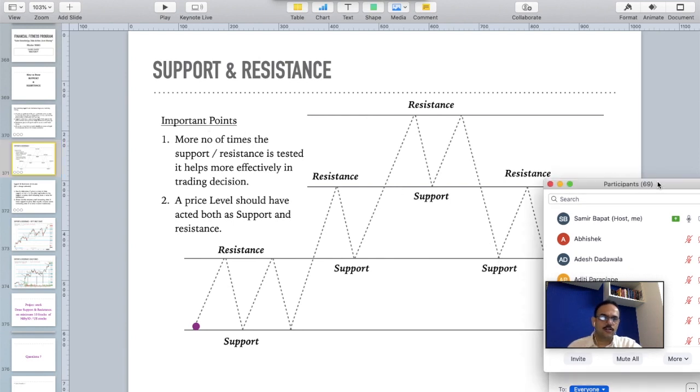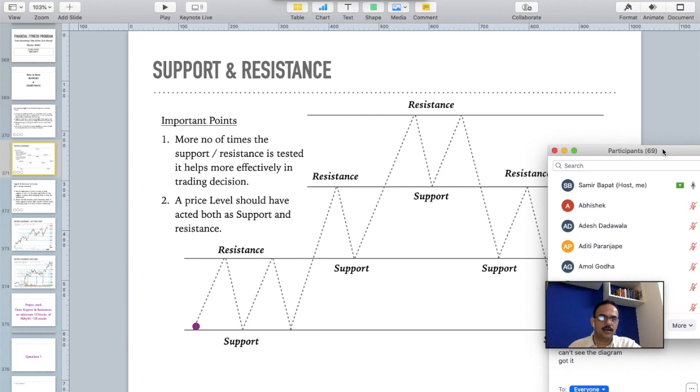So far so good. Are you able to see this diagram, right? Yes, sir. Yeah, okay.